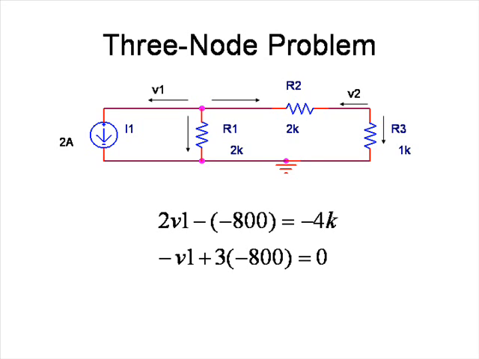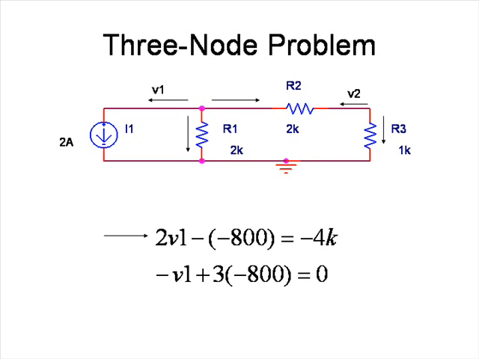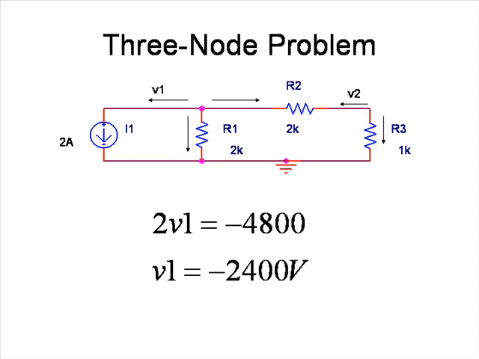And now we can just put our negative 800, I hope I said negative 800 earlier, and negative v1 plus 3 times negative 800 equals 0, and 2v1 minus negative 800 equals negative 4k. Well, I'm going to go ahead and solve this first equation now to solve v1. So we're going to do that now. And what we come up with is 2v1 is equal to negative 4800, and v1 is equal to negative 2400 volts. You can check the work, and you can check with both equations.